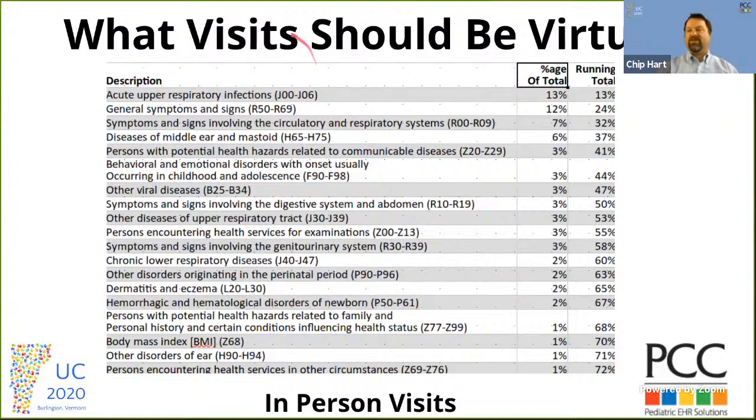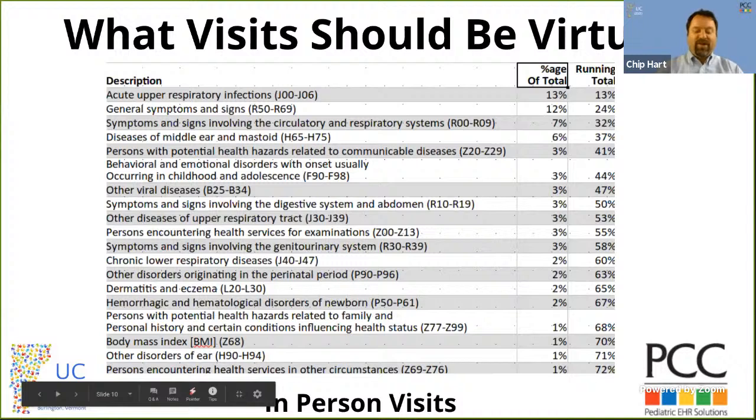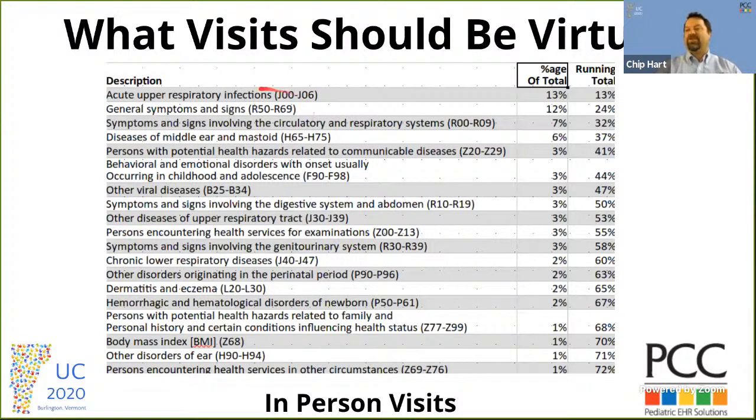And so what you see here is you've got URIs. Now, general symptoms and signs, the R50 and R69. I know that some of you have these things memorized. Not everyone, right? But under the R50 to R69 are things like fevers and so forth. You've got symptoms and signs involving the circulatory and respiratory systems. Middle ear, our friend otitis. Okay. Now you'll see that some of the behavioral health starts to creep in, a little bit. Let's take a look at what's happening in the telemedicine land.